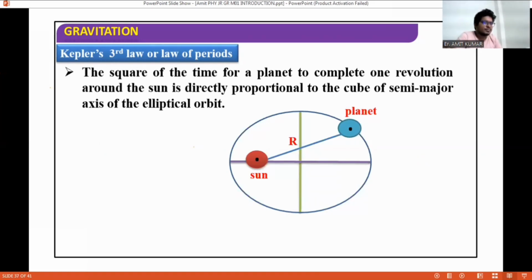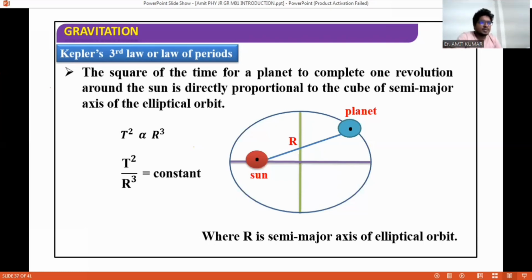T square is proportional to R cube, which means T square by R cube is constant. R is the semi-major axis of the elliptical orbit.